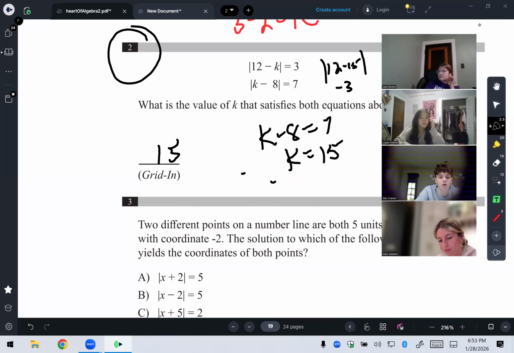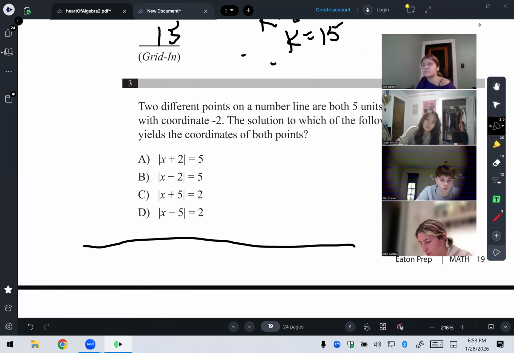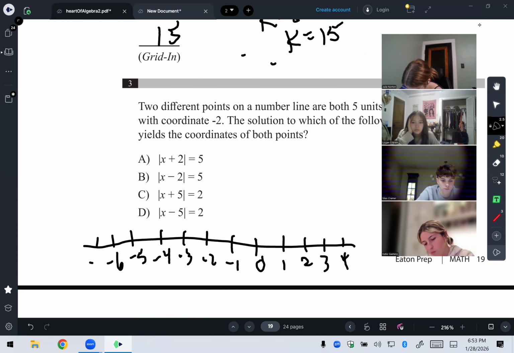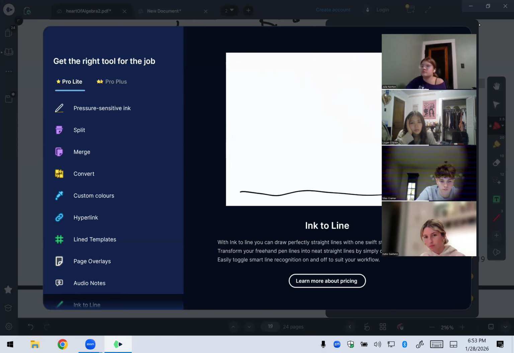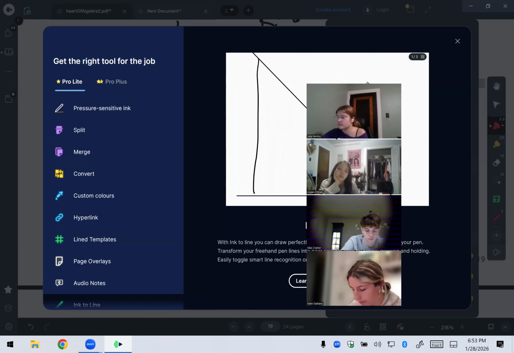Okay, the next one. And I would draw a line for this one. So two different points on a number line. It doesn't take but a second to do this. Sorry. Hold on. I didn't mean to do that. One second. Sorry. Okay.